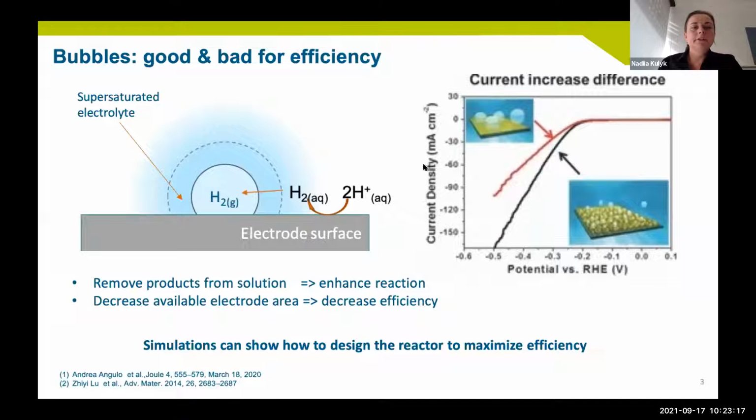What do bubbles do to the reaction? There are two ways they can affect the reaction rate. First of all, they remove products from the solution, because the concentration of reactant inside the bubble can be lower than in the solution, and the reactant diffuses into the bubble. This can increase the efficiency of the electrode, but they also decrease the available electrode area if they stick to the surface, and they can decrease the efficiency. So the question is how to design the electrode and the whole reactor to maximize the efficiency. We can try to solve this problem by simulations.